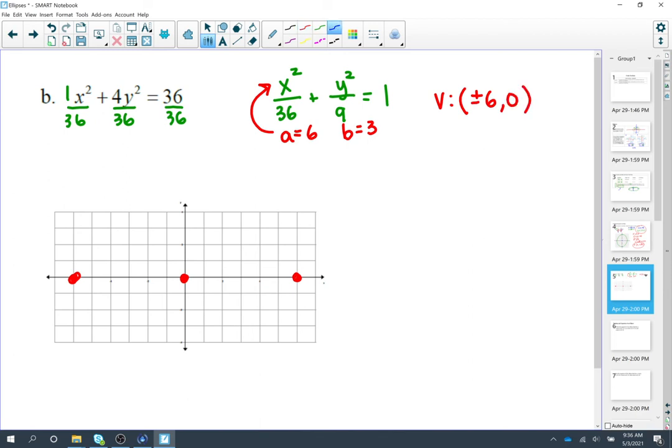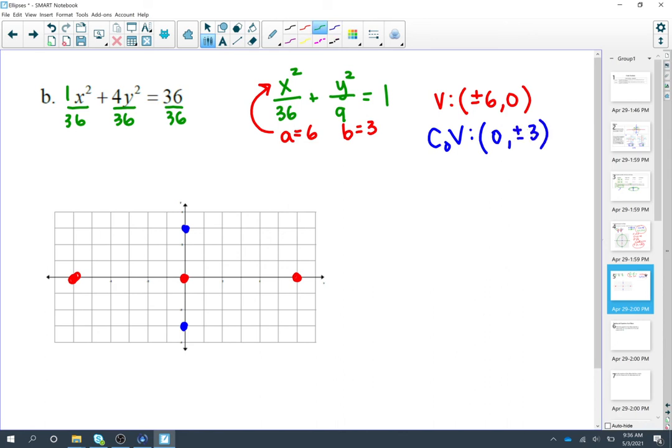My co-vertices, which are my B, which is below the Y, so we're going to go up 3, and we're going to go down 3. So then my co-vertices are at 0, plus or minus 3.